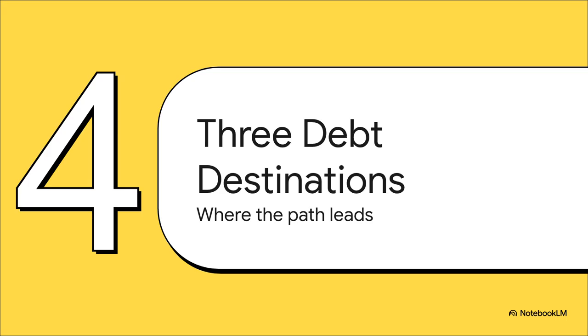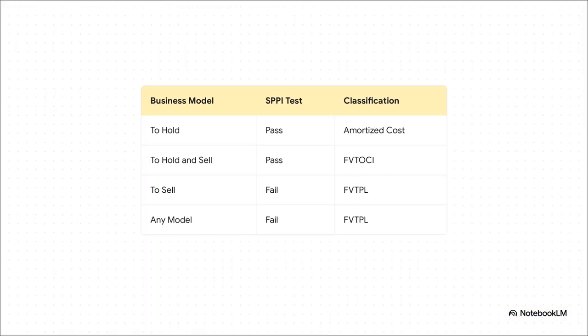This is where it all comes together. And this table just lays it all out perfectly. Look at this. If your model is to hold and the asset passes that SPPI test, it gets classified at amortized cost. Think of that as a stable value that isn't bouncing around with the market. Now, if it's to hold and sell and it passes, it goes to fair value through other comprehensive income, or FVTOCI. Here, market value changes are recorded, but they're kept separate from the main profit and loss statement.